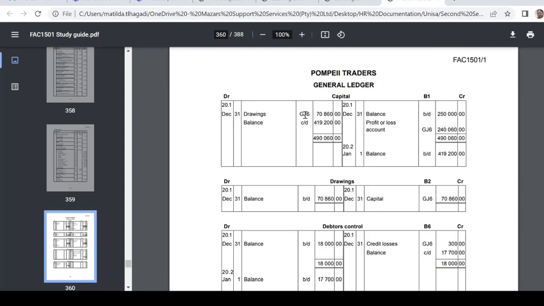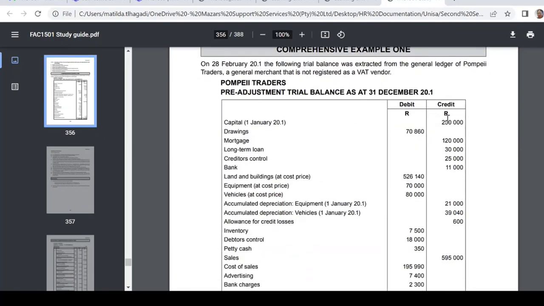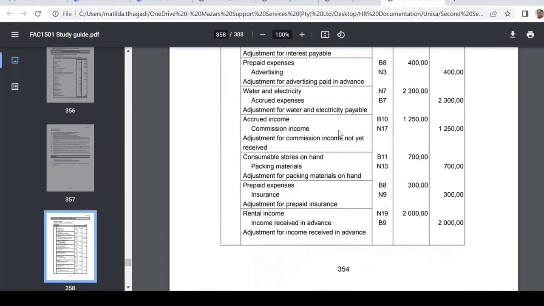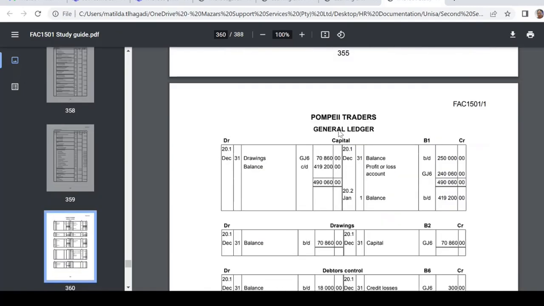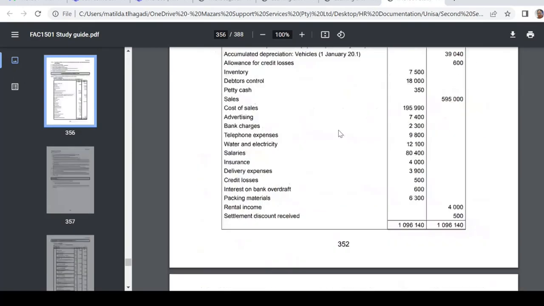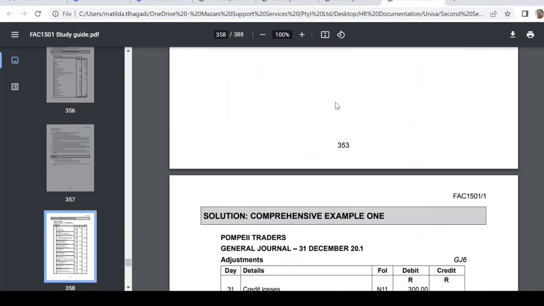So now, after that, we need to generate a general ledger. Can you see the general ledger? Let me just see, what is the capital account? The capital account has an opening balance of 250. So 250, they had drawings of 7,860.